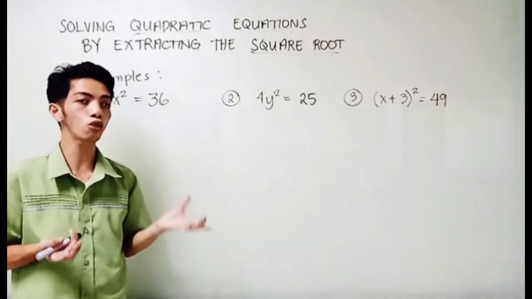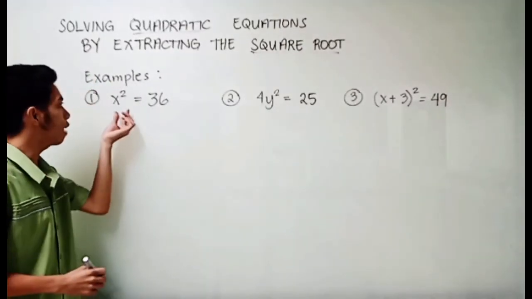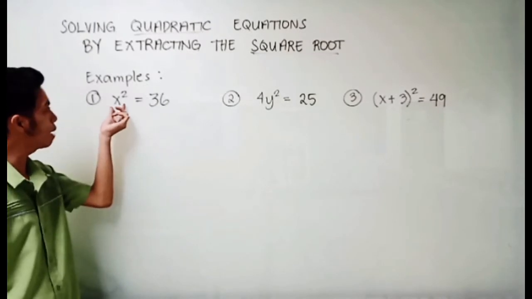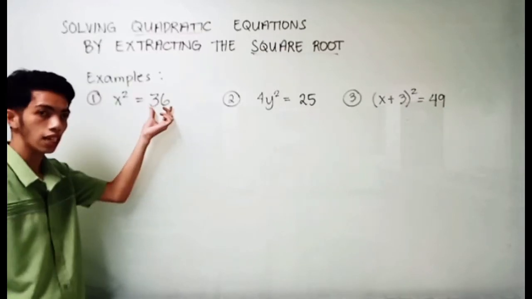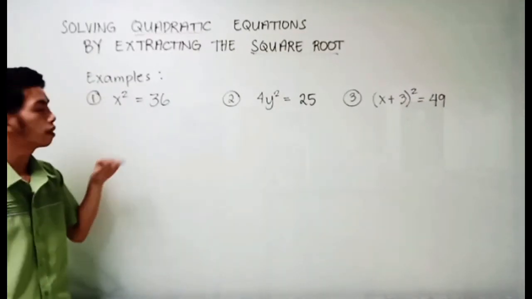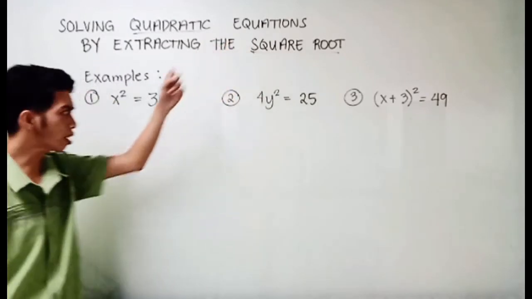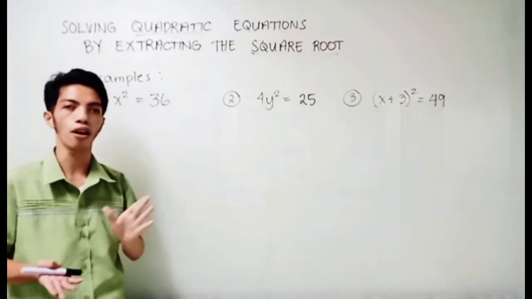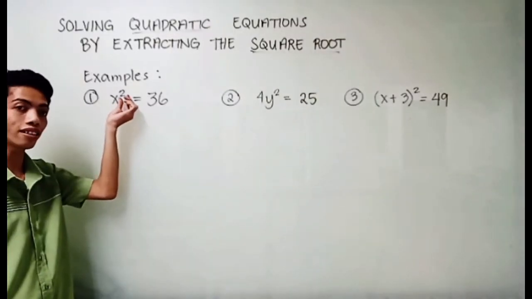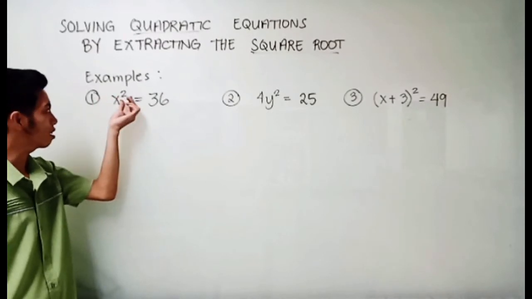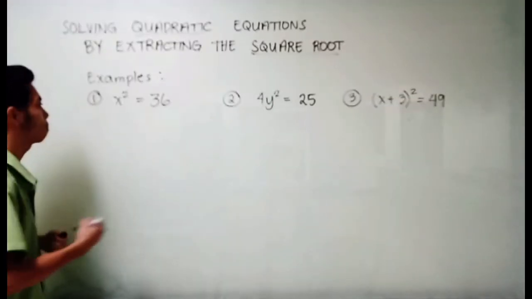When we say find the solution, we are going to find the exact value of a given variable. Hinahanap natin kung ano ba ang value ni x to get 36. Now, let us have the concept of extracting the square root. As you can see, x squared is a perfect square. We can say that it is a perfect square because the exponent is 2. And if it has exponent with 2, we can find its square root.